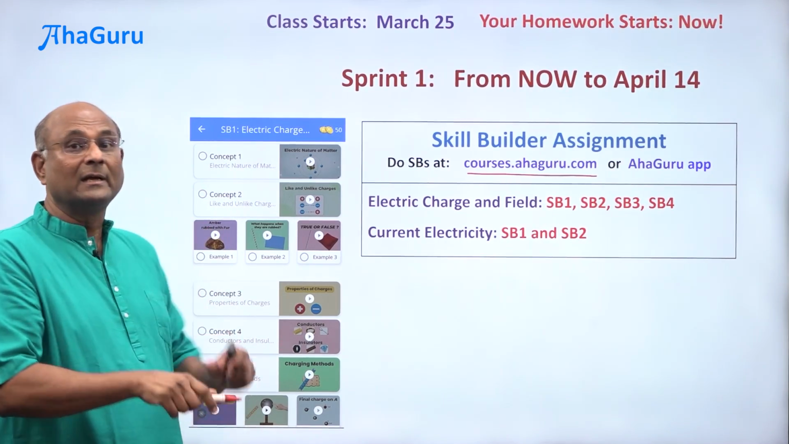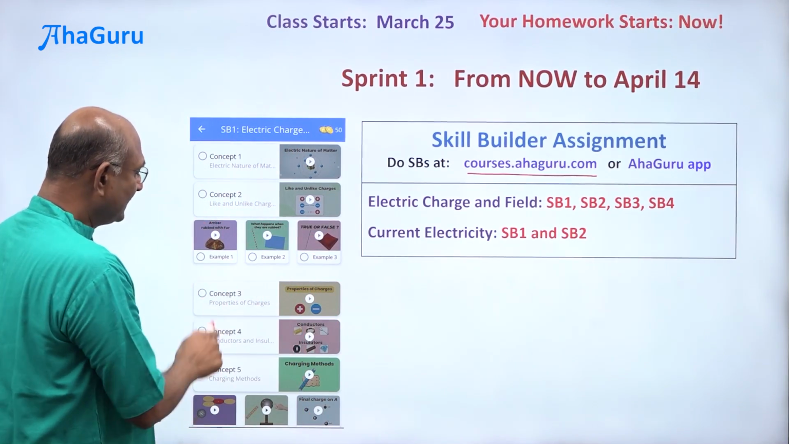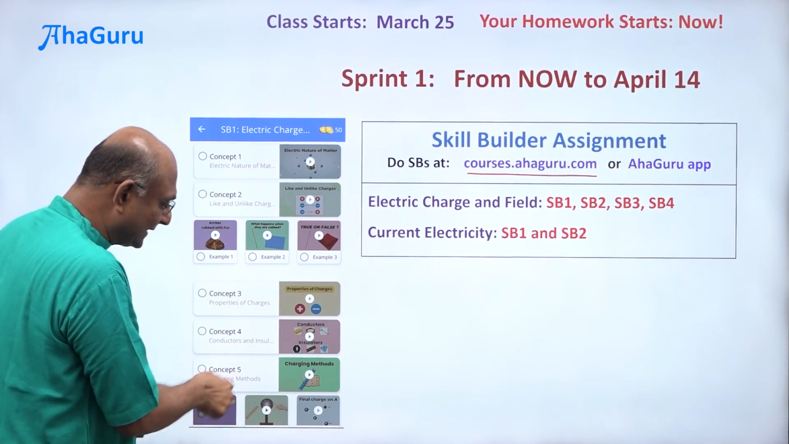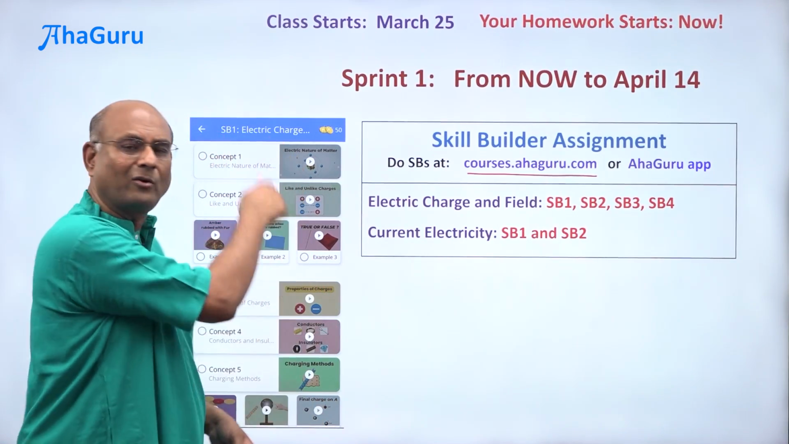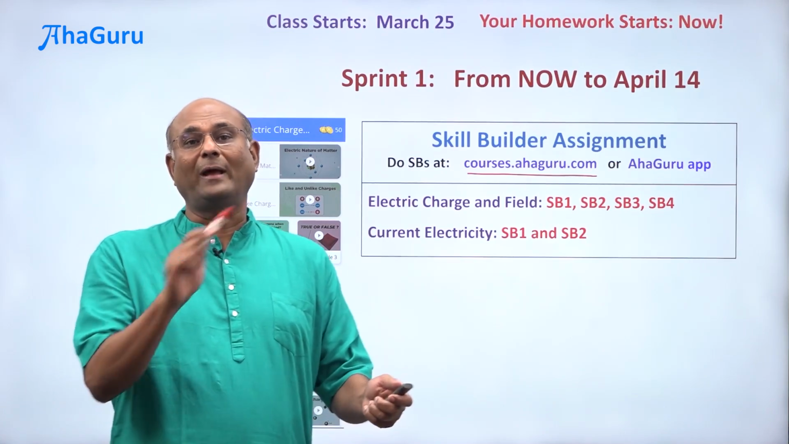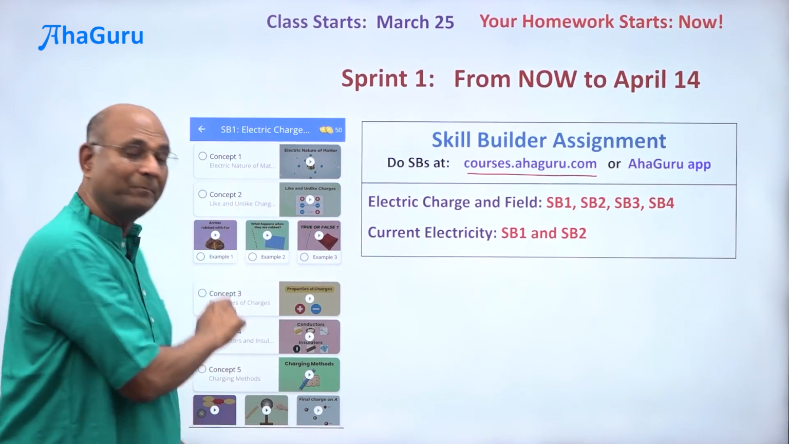When you click on this, the question pops up. You can pause, try to answer, then continue. Then concept 3, concept 4, concept 5. Then there are a bunch of questions. Similarly, concept 6, 7 and so on. About 6, 7 concepts and usually about 12 to 15 solved examples. It is very, very important to go through all of them.